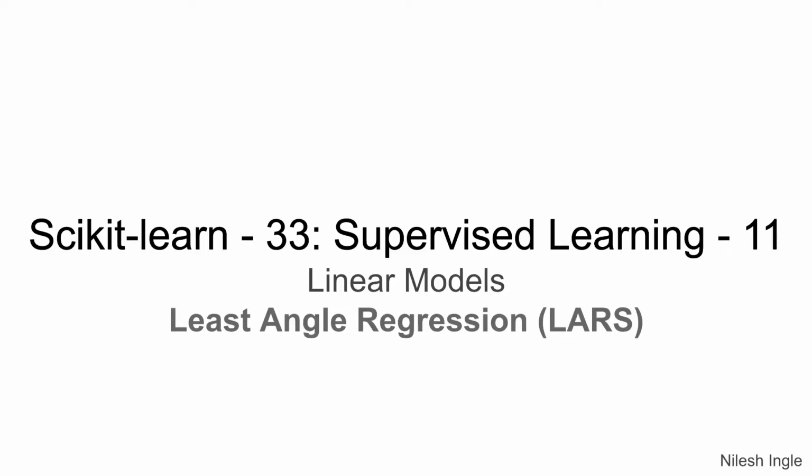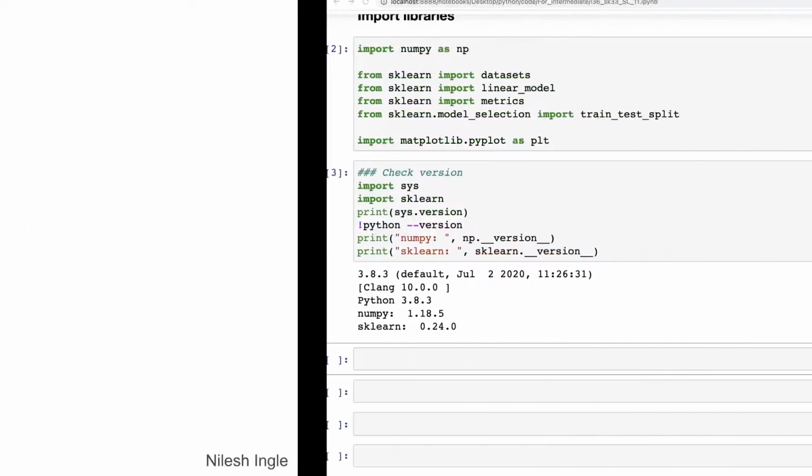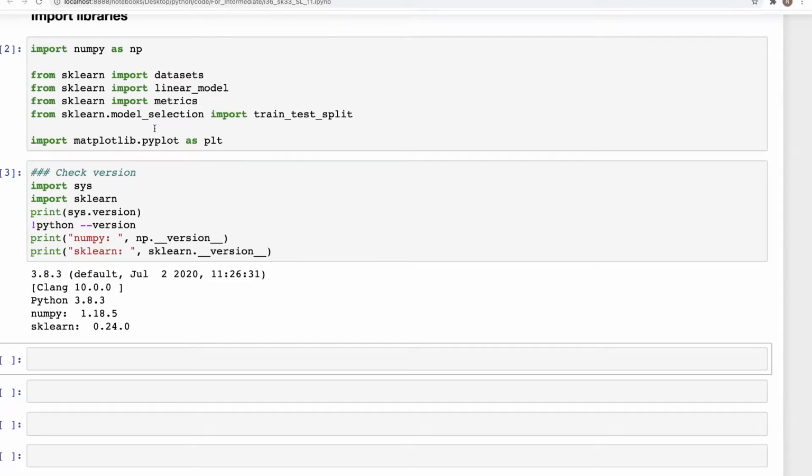In our discussion with Least Angle Regression, in this video, we'll look at the implementation of Lars, Lars path, LassoLars, and Lasso path. We'll also do some comparisons with Ridge path. So let's get into Jupyter Notebook and look at how we can code.